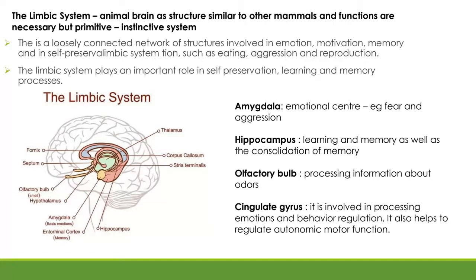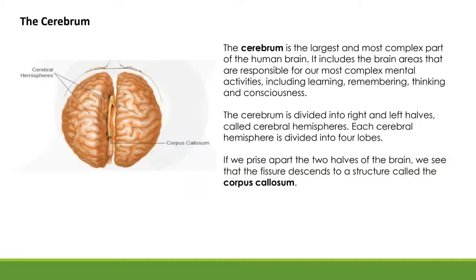So you can see how these parts of the brain impact on our psychology. Very important when it comes to learning and memory, very responsible when it comes to emotion. And a lot of dysfunctions in these areas are underlying reasons for some of the psychological disorders that we experience. We have our olfactory bulb, which processes information about odors, and we have the cingulate gyrus, which is involved in processing emotions and behavior regulation. It also helps regulate our autonomic motor function. So those are also areas in the brain that are important for us to know as part of our forebrain.